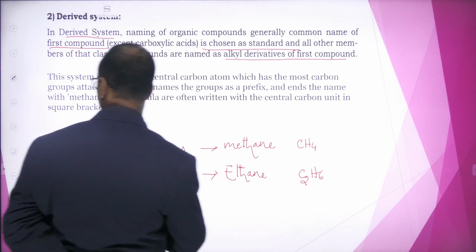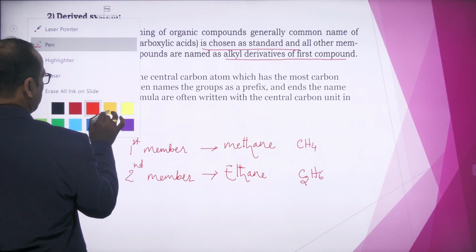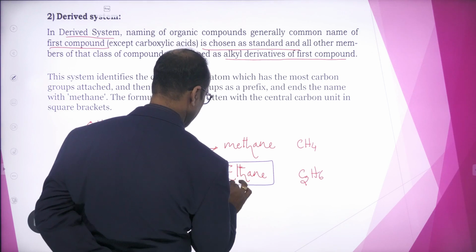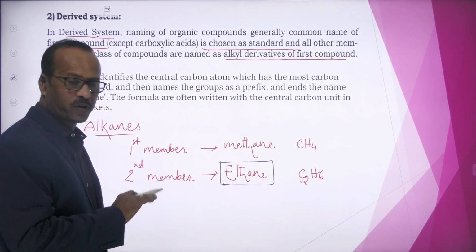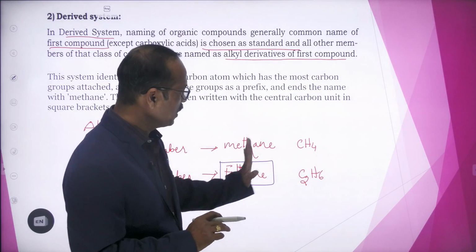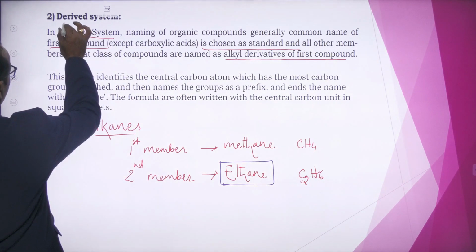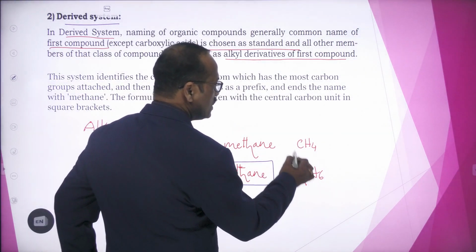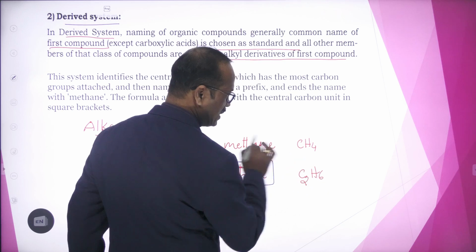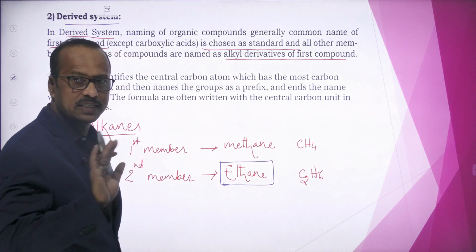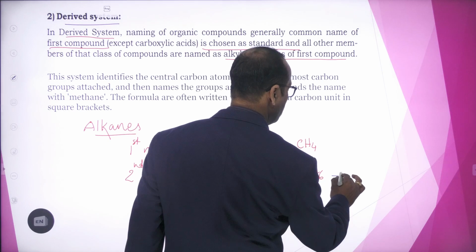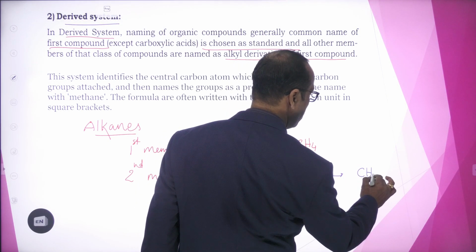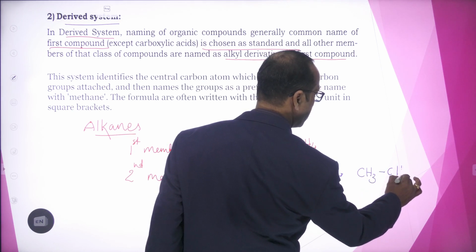Derived, okay? So here you forget the name ethane for some time. Now we are going to give the name based on the derived system. So here C2H6, 2 carbons, 6 hydrogens. Alkane means what? All single bonds, right? Now see here, this I can write CH3, CH3. Can I write like this?